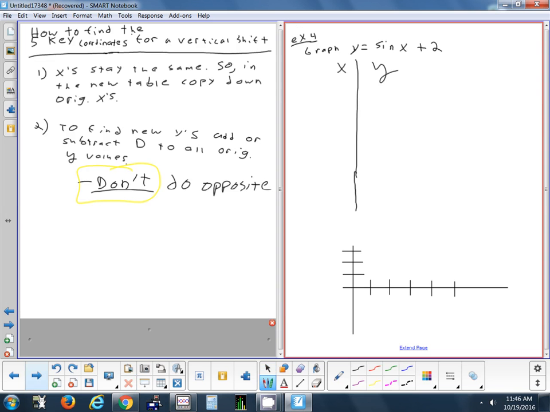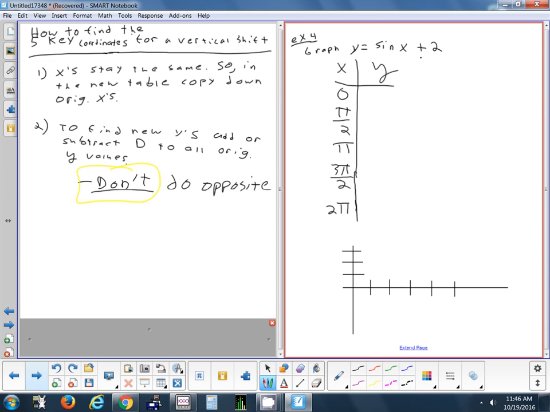And Brianna, what column is going to stay the same? X's or Y's? The X's. Yeah, X's, because this is a vertical shift. Vertical. It's going to change the Y's. 0, pi over 2, pi, 3 pi over 2, 2 pi.